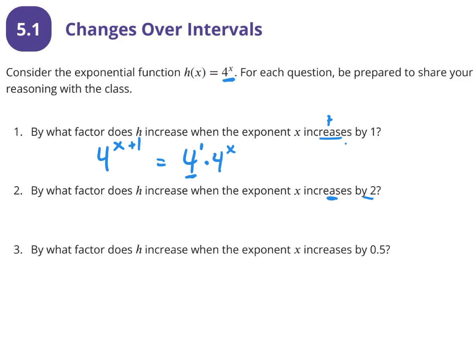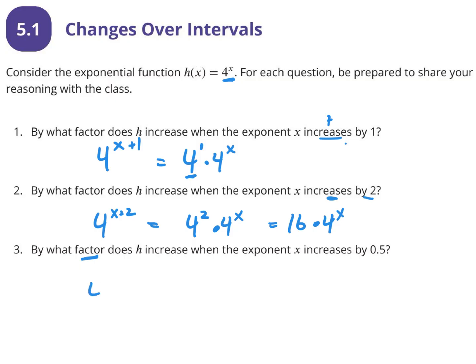Now, what does an increase by 2 mean? An increase of 2 means 4 to the x plus 2, which equals 4 squared times 4 to the x. And now our factor is increasing by 16. The factor is just the b part, so we're only looking at the b part. We're not worried about the a.